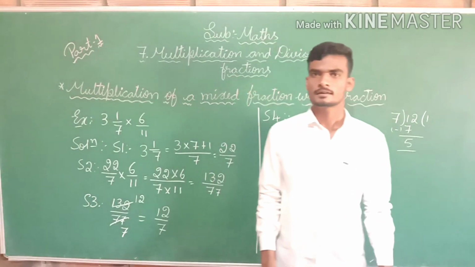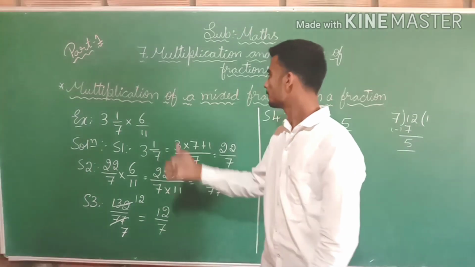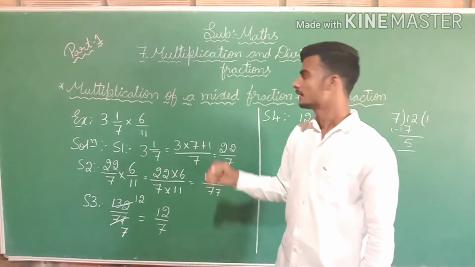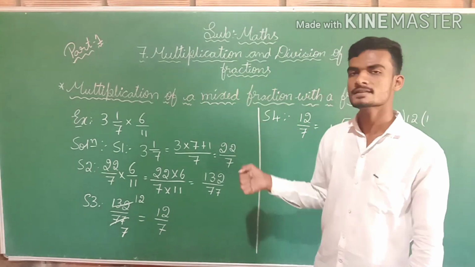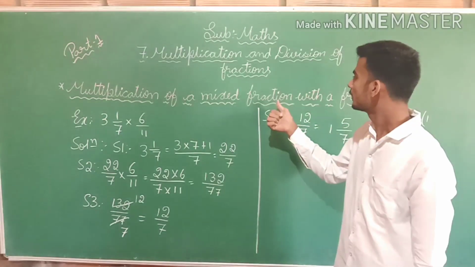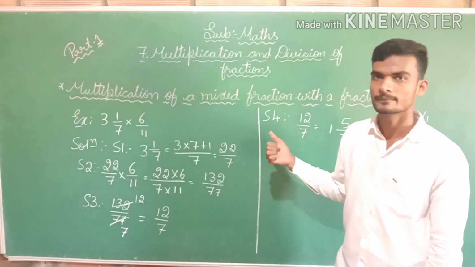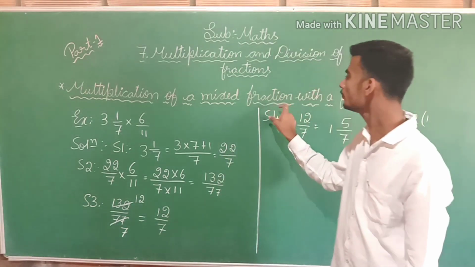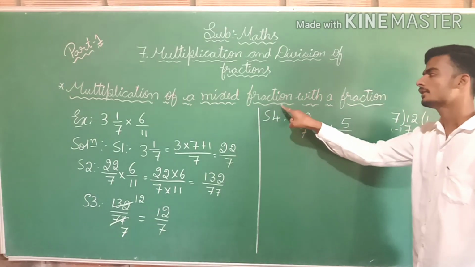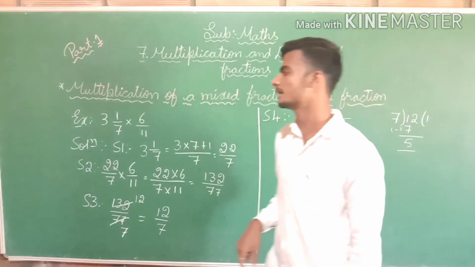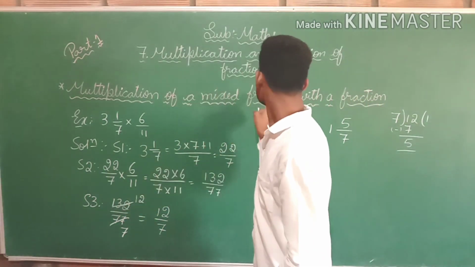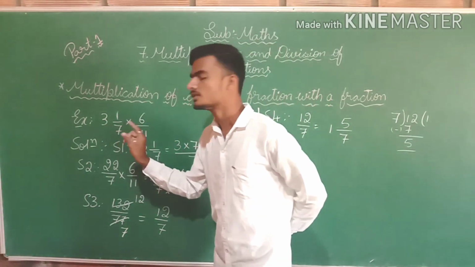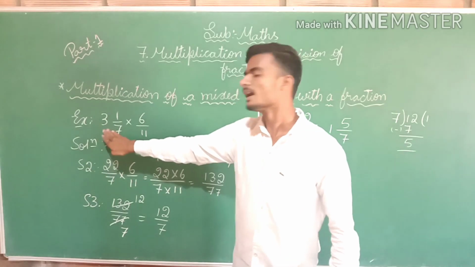Dear students, now let us see about the multiplication of a mixed fraction with a fraction. In the previous class we have seen a mixed fraction with a whole number, but now we are seeing a mixed fraction with a fraction itself. How will you solve the problem if problems arise like this?